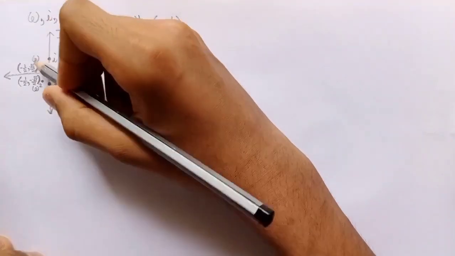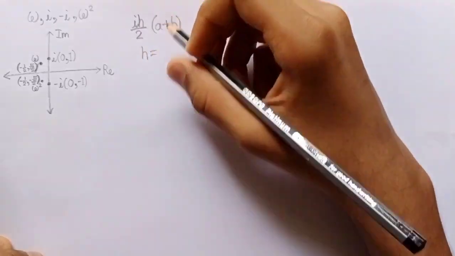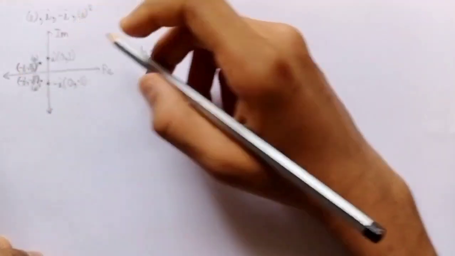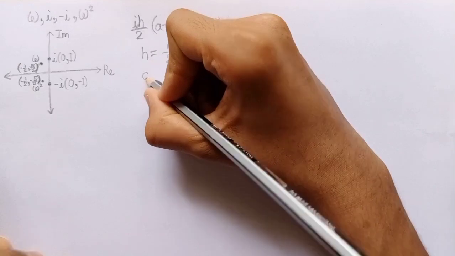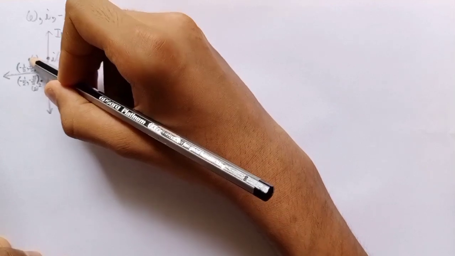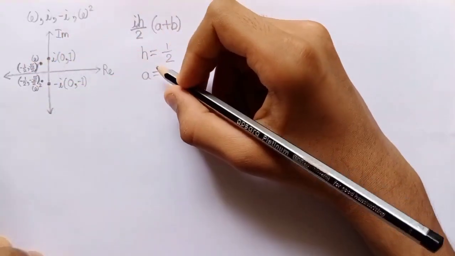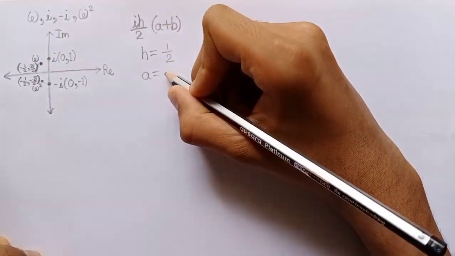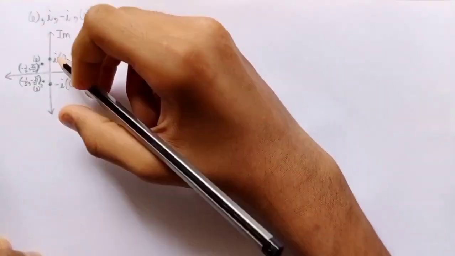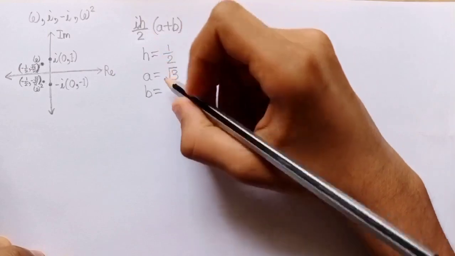So here we have i into h by 2. Our h would be the difference of the x coordinates of omega and i, which is 0 minus negative half, which is half. Our a would be the length of the shorter side, the distance between omega and omega squared, or the difference of their y coordinates, which is root 3 by 2 minus negative root 3 by 2, which is root 3 by 2 plus root 3 by 2, which is root 3. And b is the length of the longer side, the distance between i and minus i, which is 1 minus negative 1, which is 1 plus 1, which is 2.